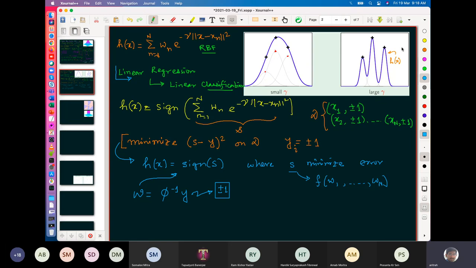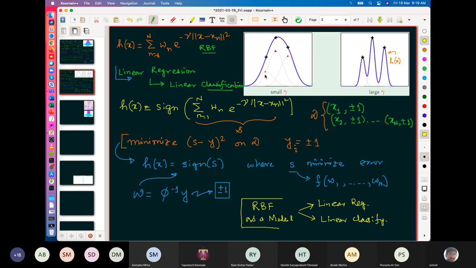Okay. So the conclusion is that the radial basis function as a model can be applied to both linear regression as well as linear classification quite easily. And indeed, this is a good model because it gives more influence to the nearer points than the further points. Okay, part 1.